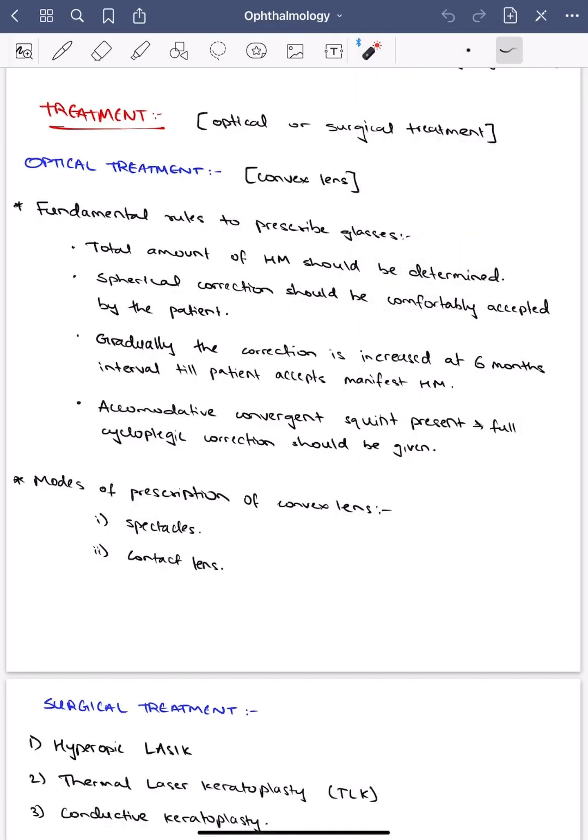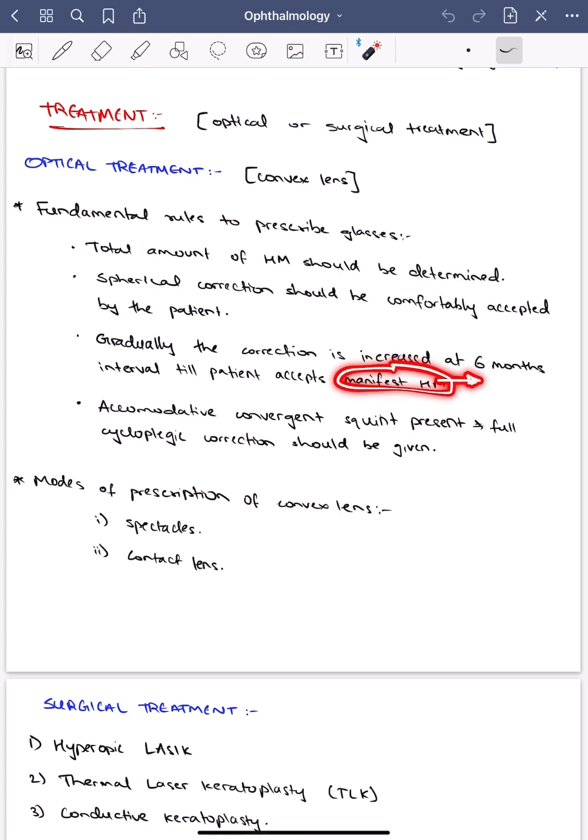Next is the mode of prescription of convex lens. It may be in the form of spectacles or contact lenses. So this is the optical treatment. So basically, remember, we use convex lens to converge the light rays onto the retina. Remember the fundamental rules to prescribe glasses and the modes of prescription, that is spectacles and contact lenses.